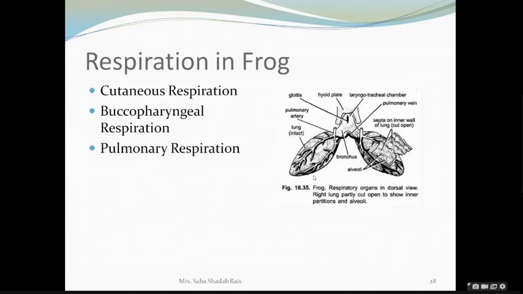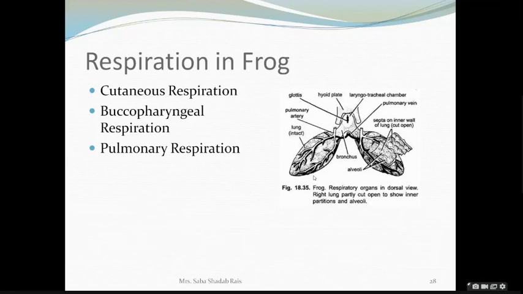These muscles help with inspiration and expiration, but that much contraction and expansion of the lungs is not possible. Why is it not possible? Because the lungs are not highly developed.